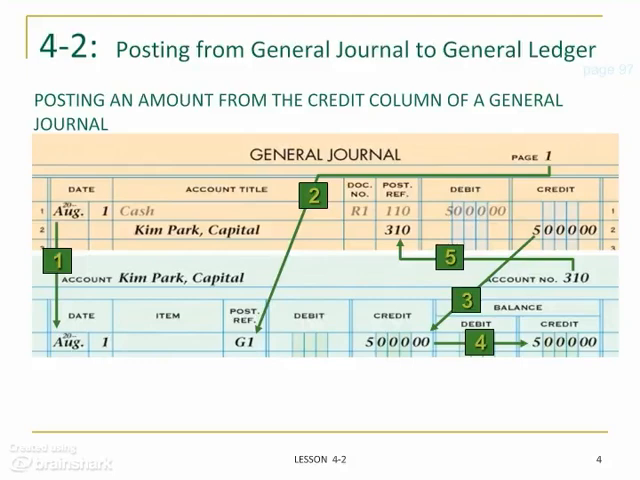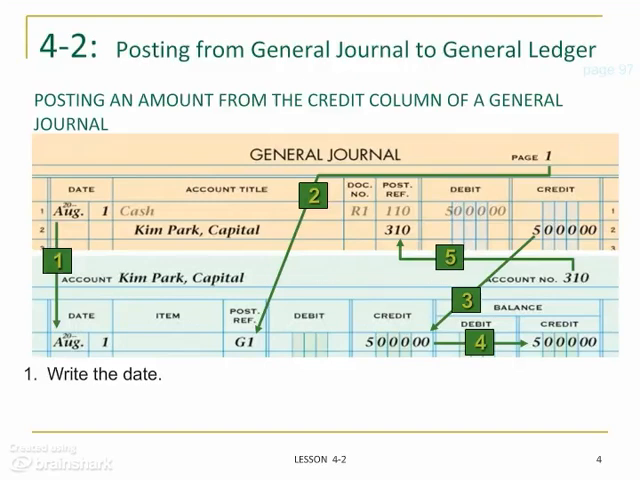In the previous slide, we posted the first half of this transaction. We posted the cash. Now, in this slide, we will post the second half. We will post the information from the credit column of the general journal. So now, again, we're going to Kim Park Capital's account in the general ledger, which is account number 310. We're again going to go through those same 5 steps.